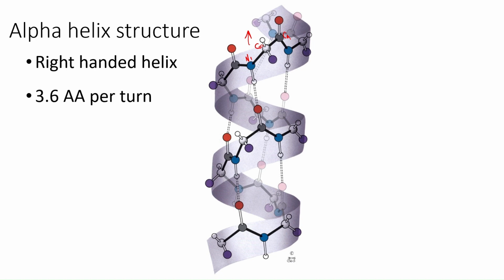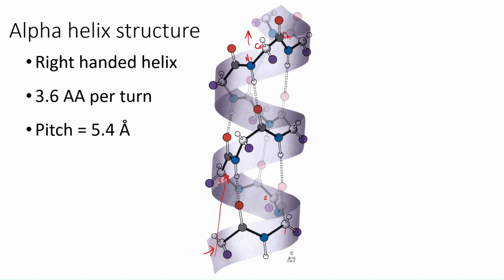For every turn on this alpha helix structure, you can fit 3.6 amino acids. So let's say we wanted to start right here. This is an alpha carbon, so one amino acid over is over here, and then the next amino acid over is over here, and then the third amino acid over is about here. So a little bit more than 3 amino acids would get you one full turn up this alpha helix.